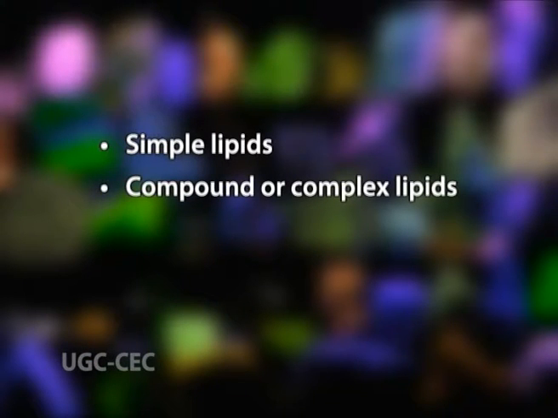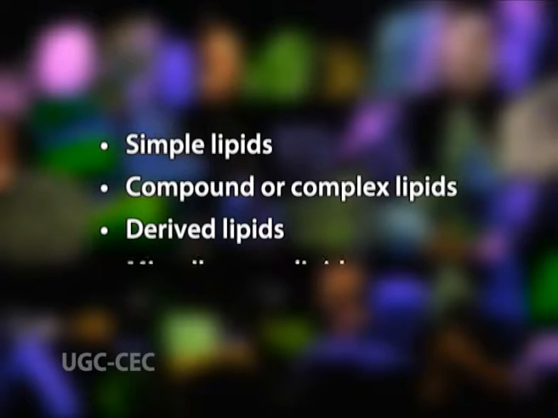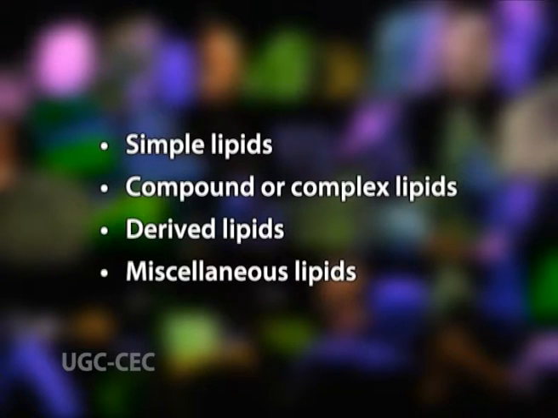Based on their structure, the lipids are classified into four types: simple lipids, compound or complex lipids, derived lipids and miscellaneous lipids. Let's first talk about the simple lipids. Simple lipids are the lipids which are composed of fatty acids and various types of alcohols which are linked together by ester linkages.